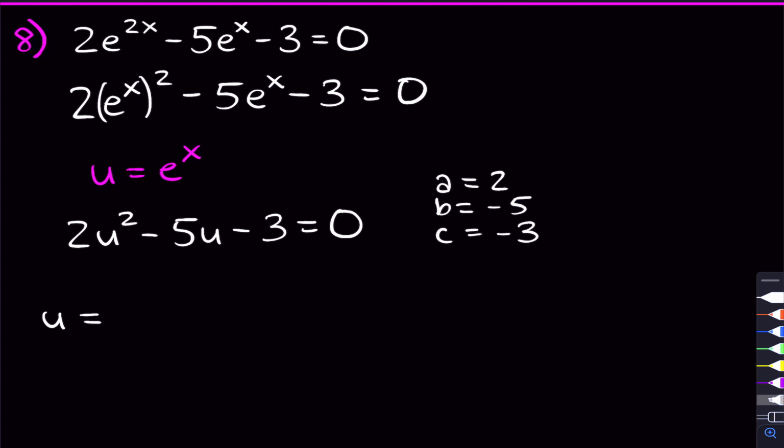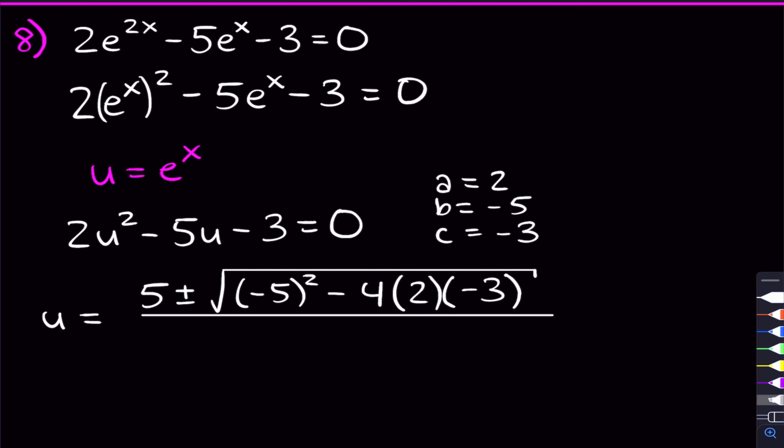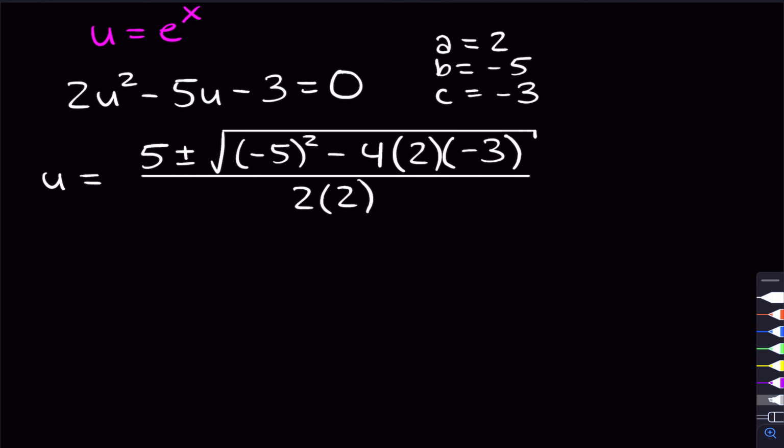From there, we have that u is equal to negative b, which b is negative 5, so that's going to be a positive 5, plus or minus the square root of b squared, that's negative 5 squared, minus 4 times a, which is 2, times c, which is negative 3. And that is all going to be over 2 times a, which is 2. So now let's simplify this a little bit. We get that u is equal to 5 plus or minus the square root of negative 5 squared is 25. And then we have two negatives here, so we know that this is going to be a positive. And we have 4 times 2, that's 8, times 3 is 24.